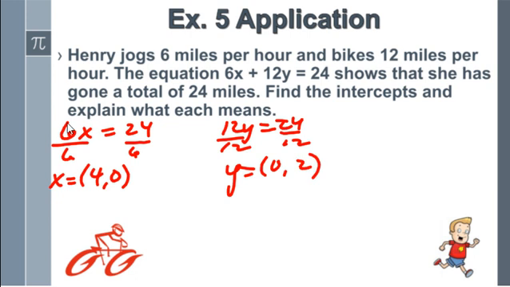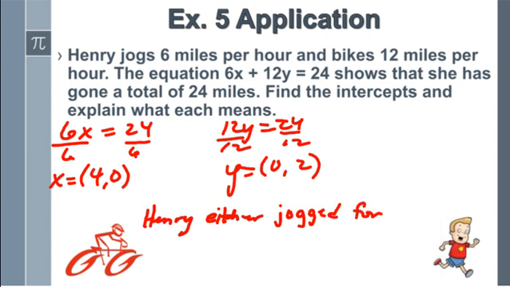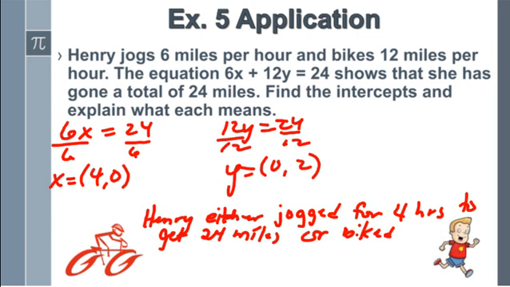So what does that mean? Henry either jogged for 4 hours to get 24 miles, or biked 2 hours for 24 miles. That's what our intercepts would mean. So that is our lesson on x and y intercepts.